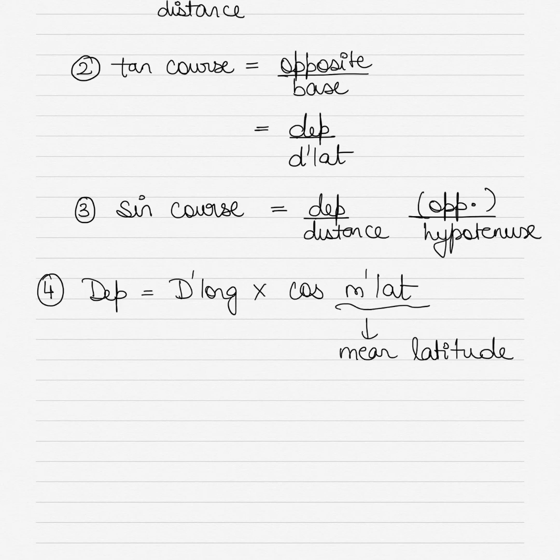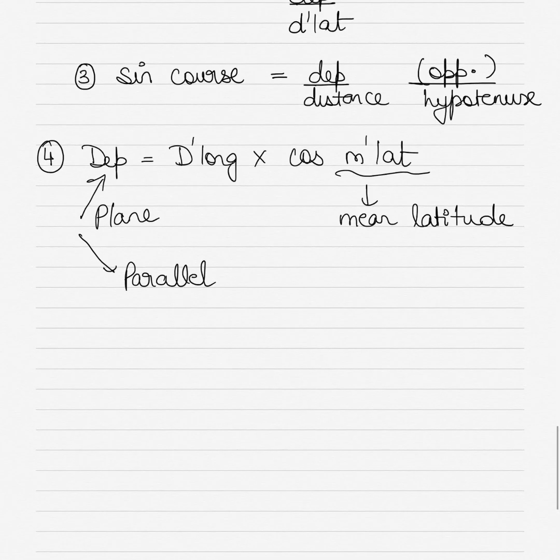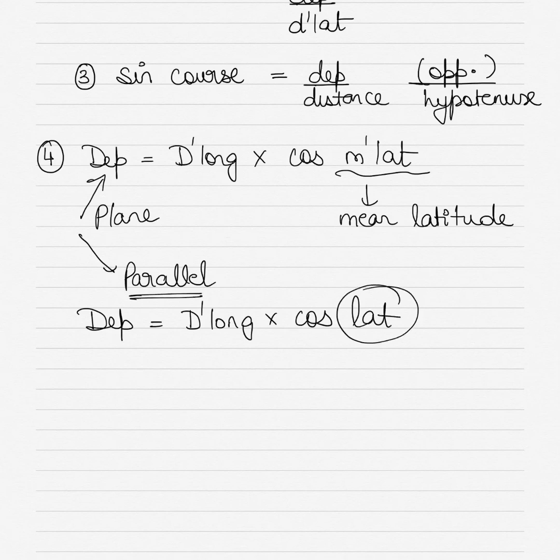Alright, now this is the plane sailing formula. Of course, the same formula exists for parallel sailing, but it's a bit different. Parallel sailing is sailing along the same parallel of latitude, so the same formula becomes departure equals d long multiplied by cos of latitude when it is parallel sailing, because there is only one latitude.